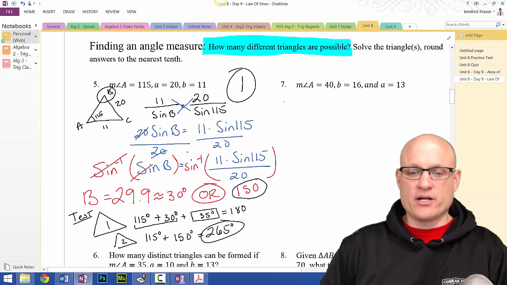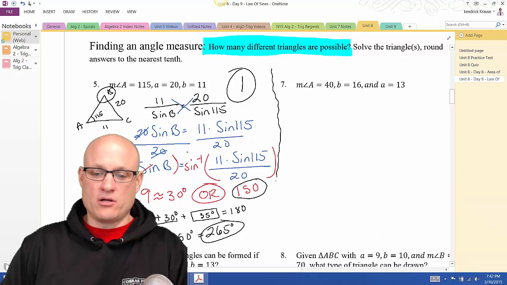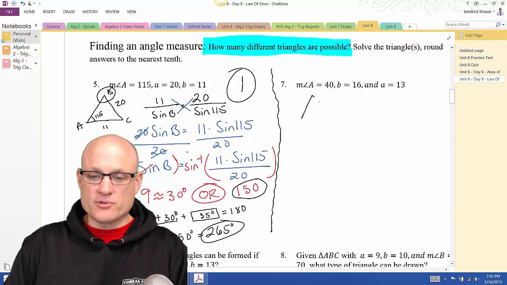All right, let's do another example of the law of sines. Draw another little tiny triangle over here. Do this one: A, B, C. Little a is 13. Little b is 40. Measure of angle A is 40. What? No, measure of angle A is 40. Little b is, what am I doing? Little b is 16. Little a is 13.